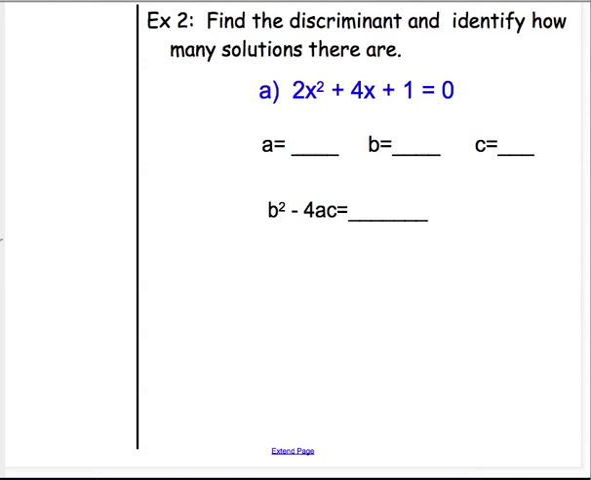All right, so all we're going to do on these last few examples is find the discriminant. That's the b squared minus 4ac. And then we're going to tell how many solutions there are based on the answer that we get. So our a is 2, our b is 4, and our c is 1. Substituting that into b squared minus 4ac, I have 4 squared minus 4 times 2 times 1. 4 squared is 16. 4 times 2 is 8. 16 minus 8 is 8. This is a positive number, so when we take the square root, we will get 2 solutions.